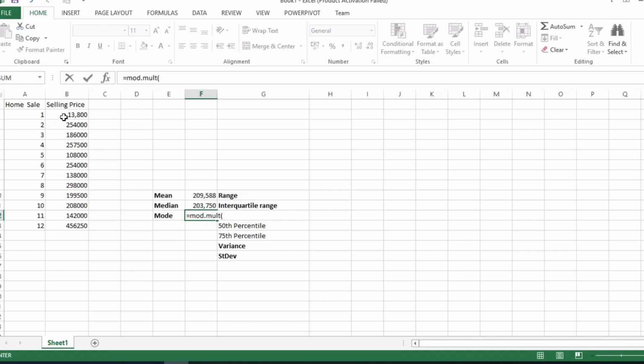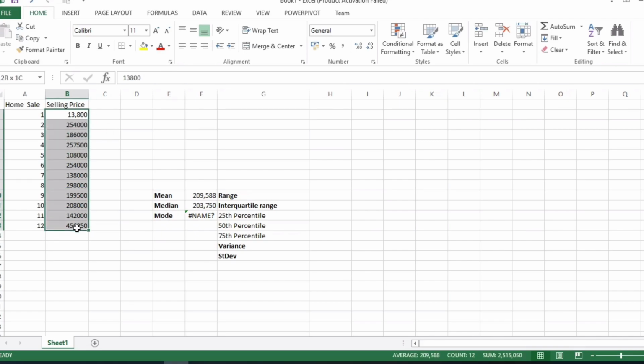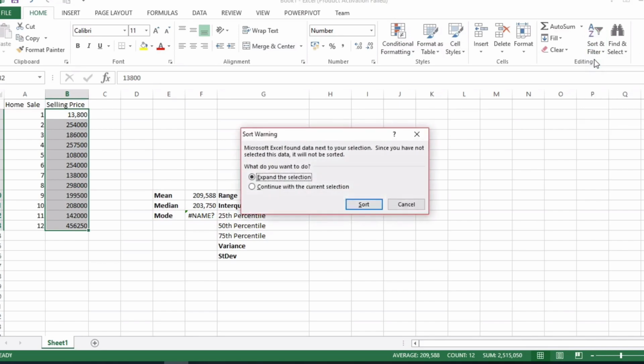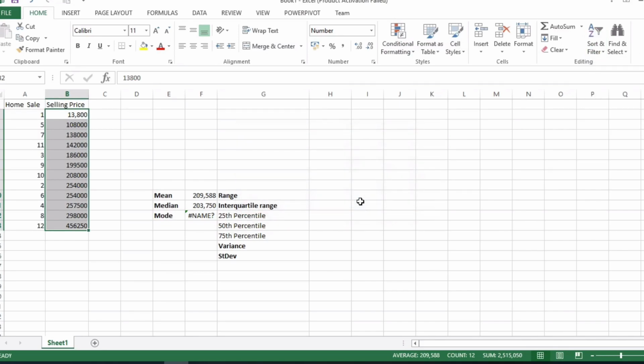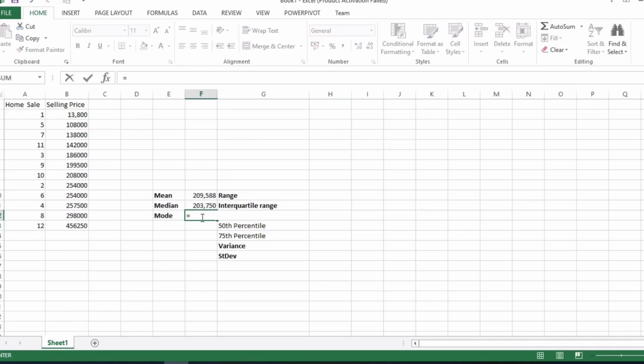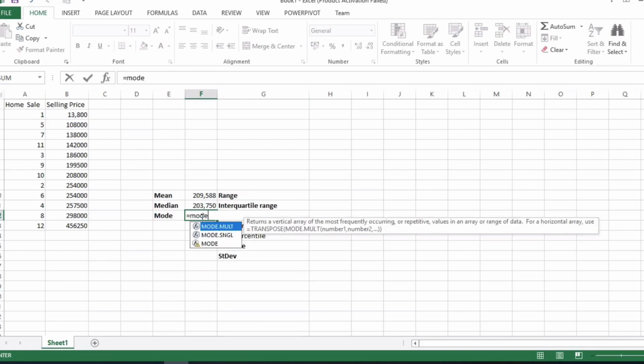For the mode, we have MODE.MULT and MODE.SNGL. The MODE.SNGL function will only return the single most often occurring value. For a multimodal data set, usually there are two or more modes, so we need to use MODE.MULT. The data is not arranged in ascending order, so it should be arranged first. So, let's sort it, and then type again.